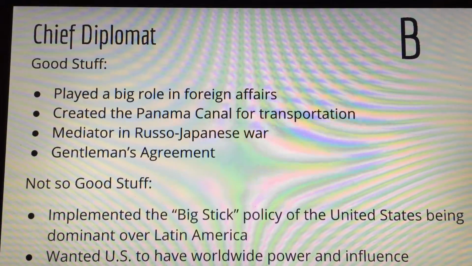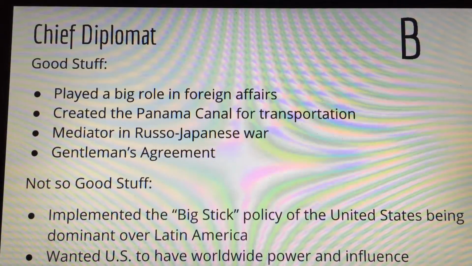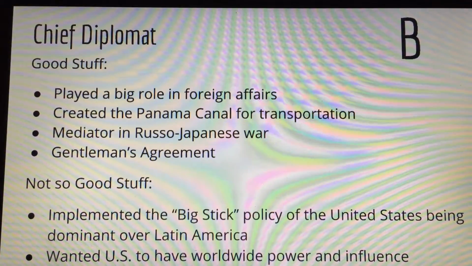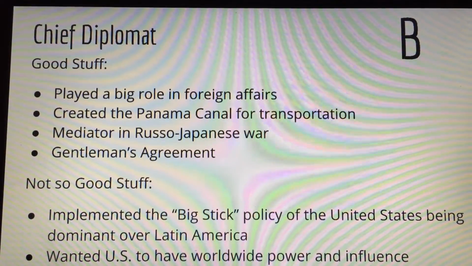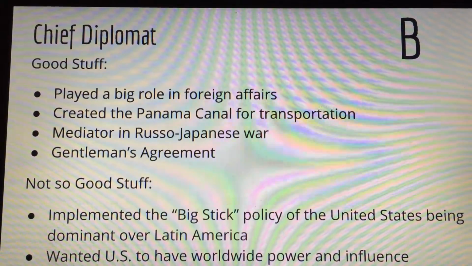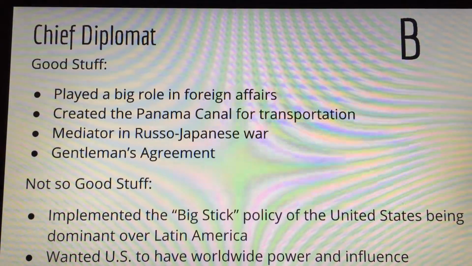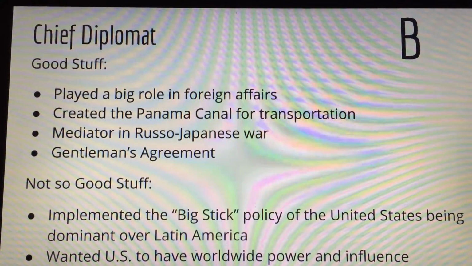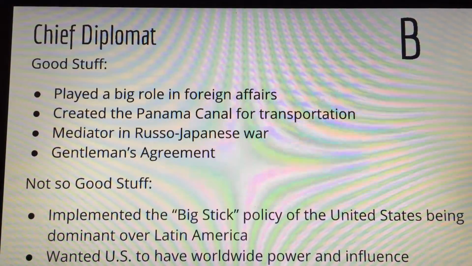He was hugely involved in foreign affairs. He even was a mediator in a war that really didn't have too much to do with him. It was the Russo-Japanese War. America wasn't involved, but he wanted to mediate, and he did get a Nobel Peace Prize for that, which is amazing. He created the Gentleman's Agreement out of that, and he created the Panama Canal for transportation between all different countries. He was very involved with other countries and their problems.